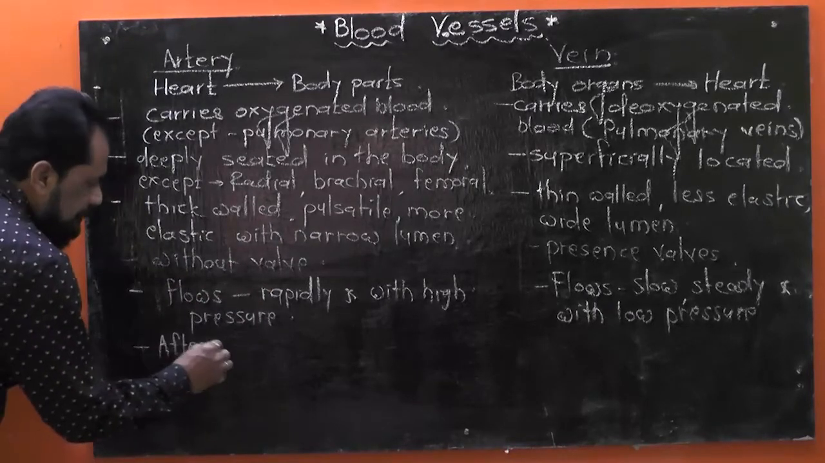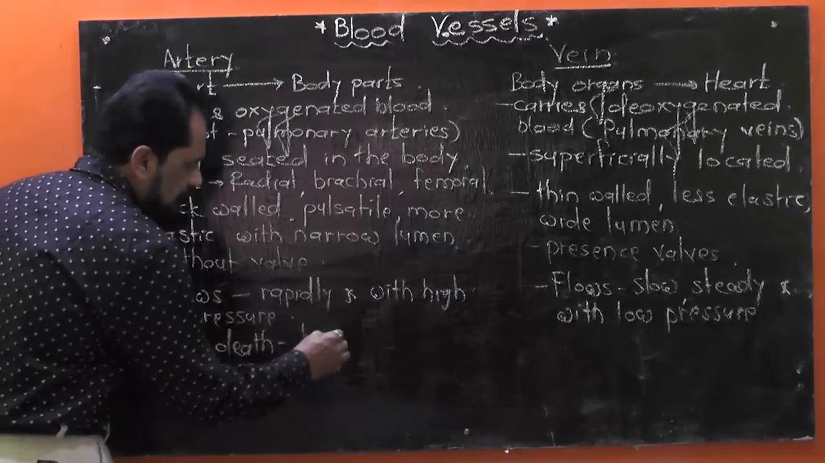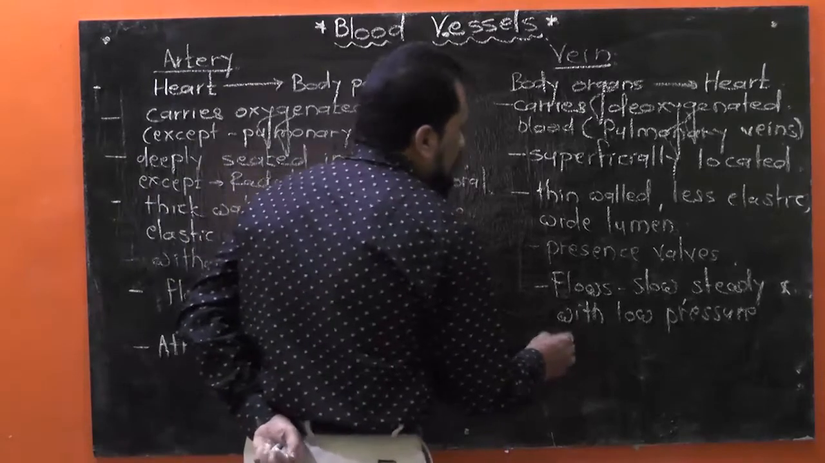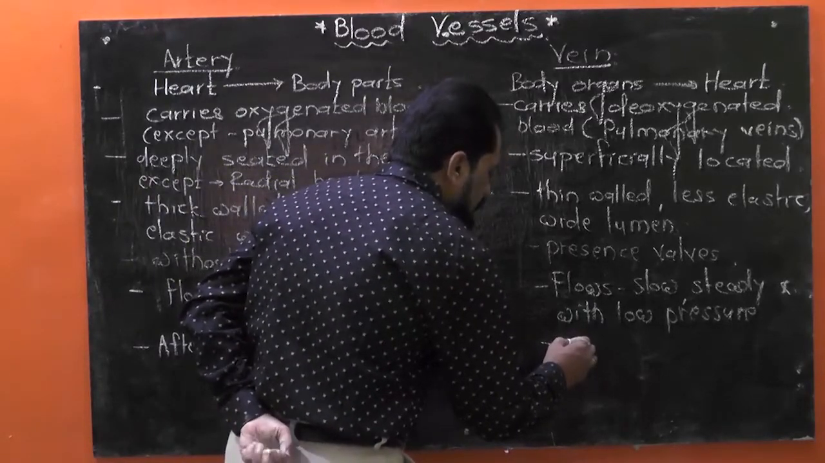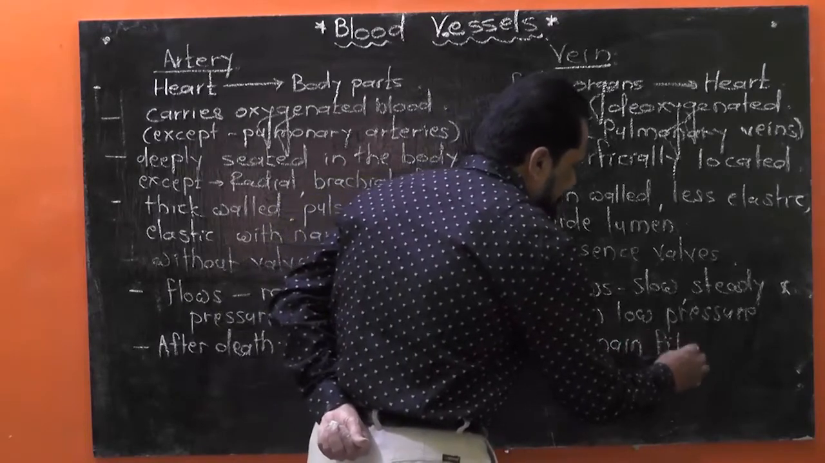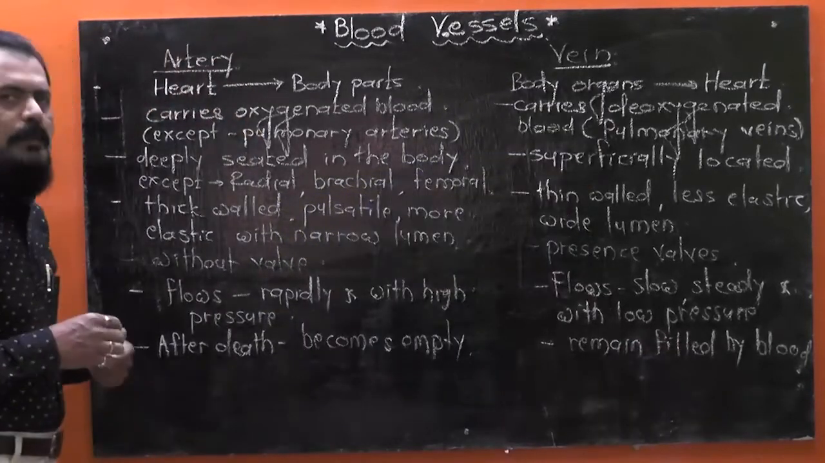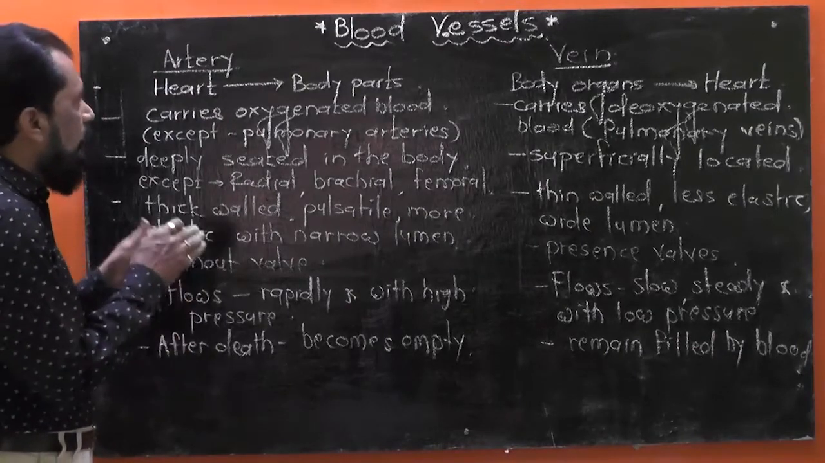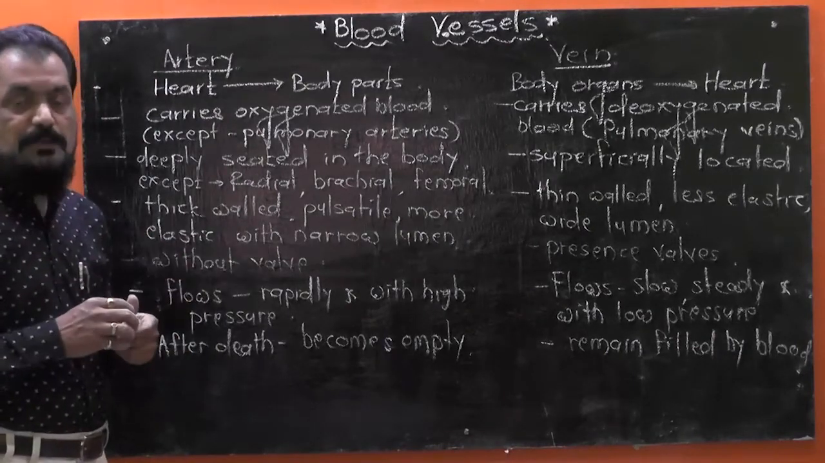After death, arteries become empty, while after death, veins remain filled by means of blood. Now, we have to discuss the histological structure of wall of artery as well as vein.